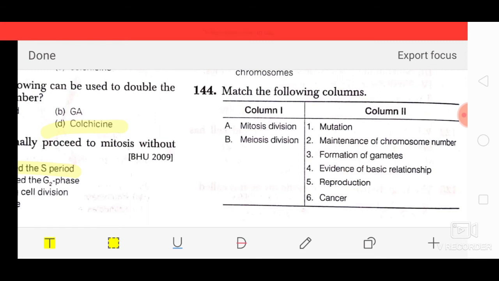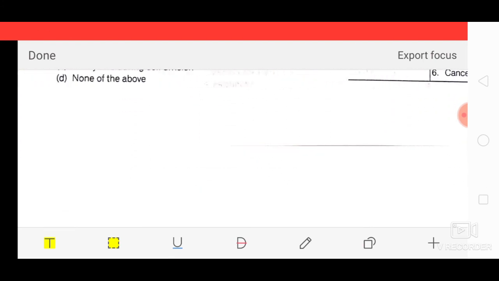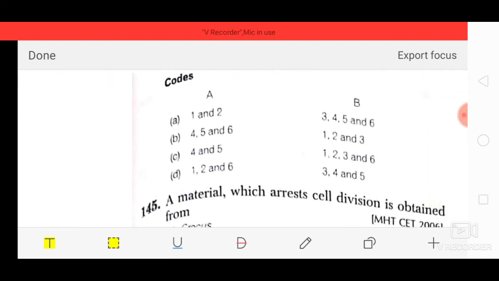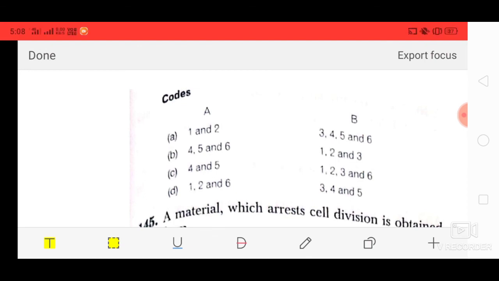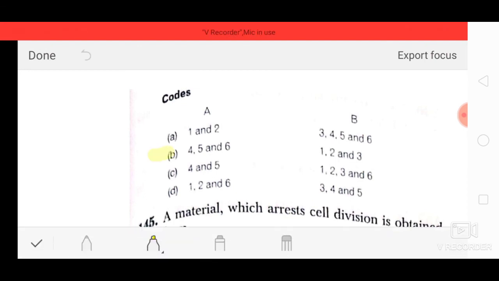Okay, next is match the following, and this is the matching: mitosis, division, meiosis division, mutation, maintenance of chromosome number, formation of gametes, evidence for basic relationship, reproduction, and cancer. And the options for this question are given in the codes. And the correct answer of this question is option number B, that is A matches 4, 5, 6 and B matches 1, 2, 3.